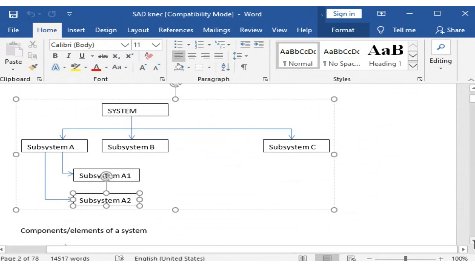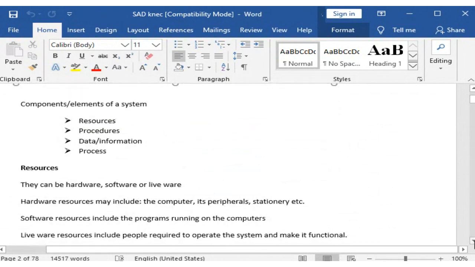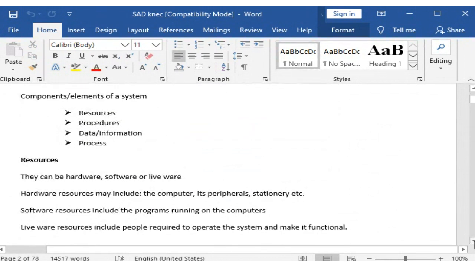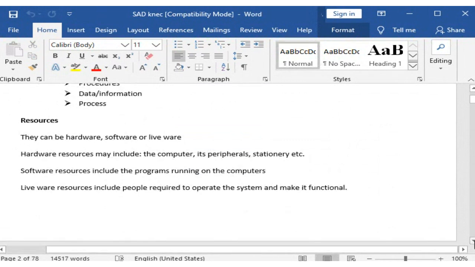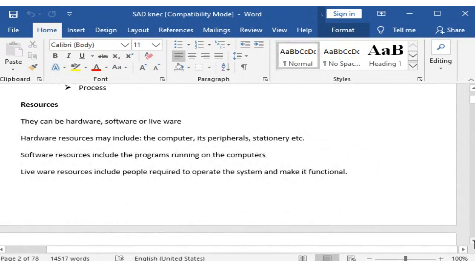Components or elements of a system. A system has the following elements: resources, procedures, data or information, and processes. Now, what are resources? Resources can be hardware, software, or liveware. Hardware resources may include the computer, its peripherals, and stationery.